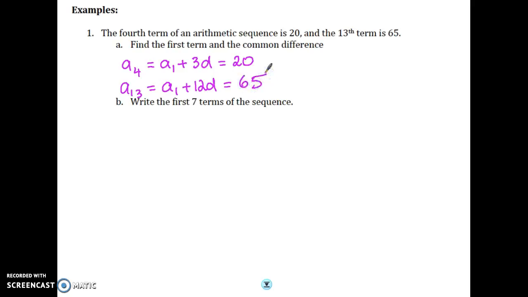What we have now is a system of linear equations with 2 unknowns. We're going to solve that system of equations in the same way that we would solve a system of equations in Algebra 1. Let me pause for a moment and give you an opportunity to solve that.